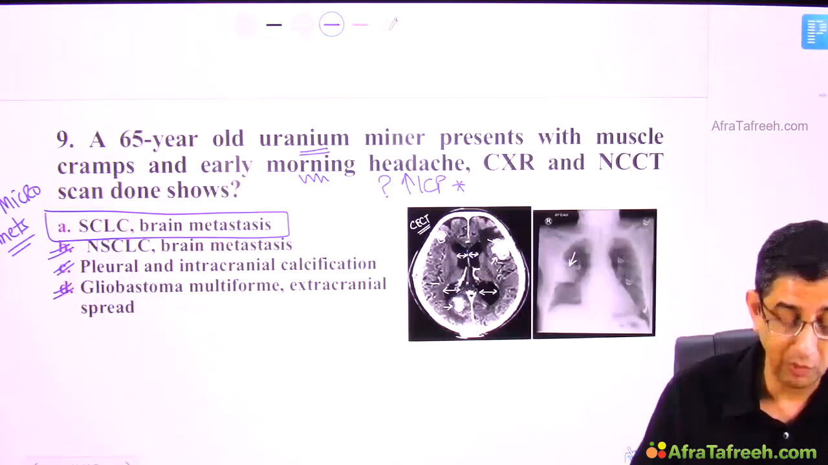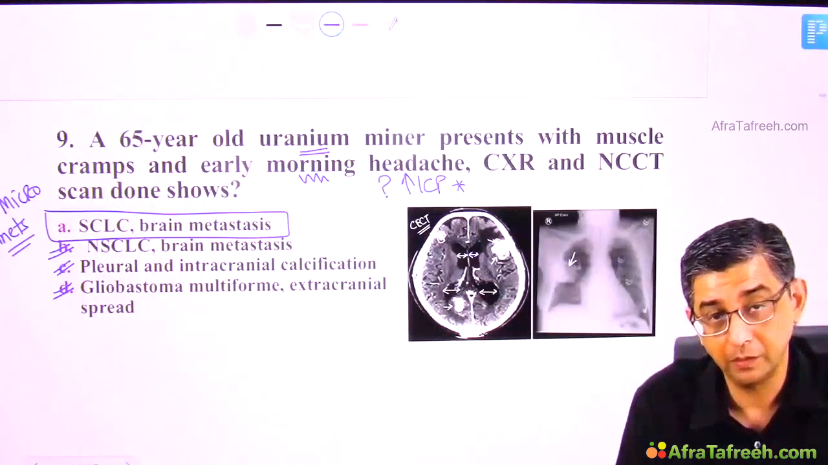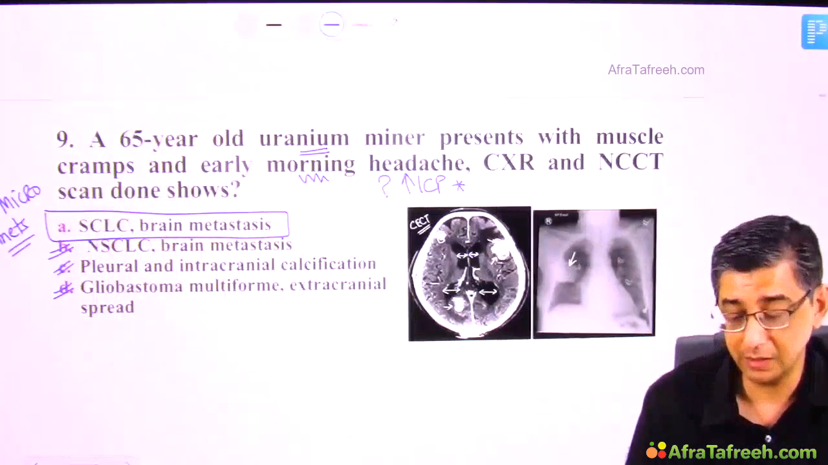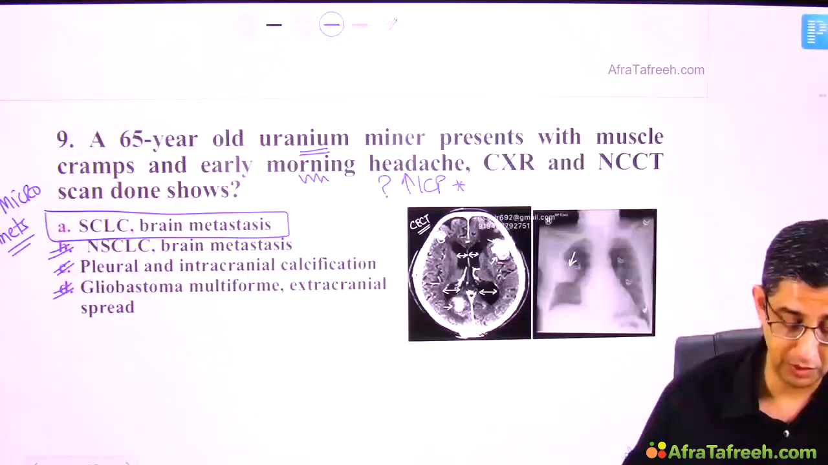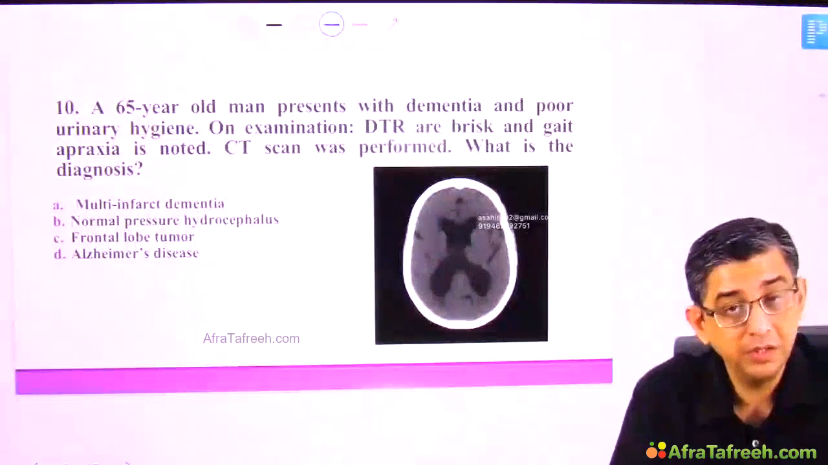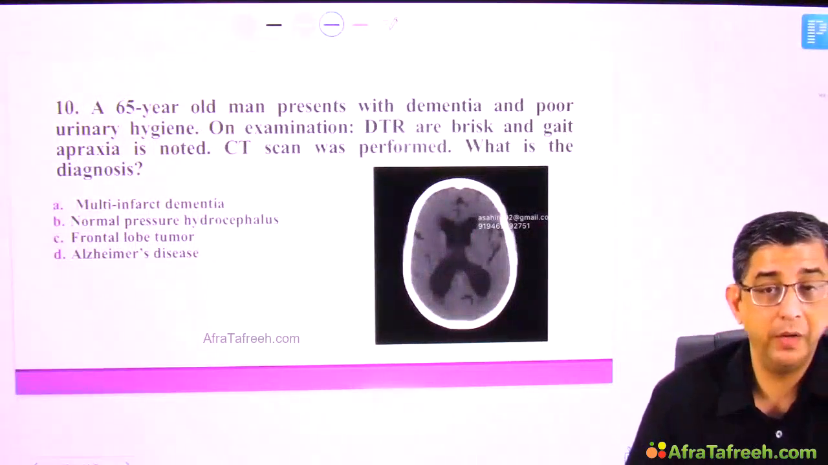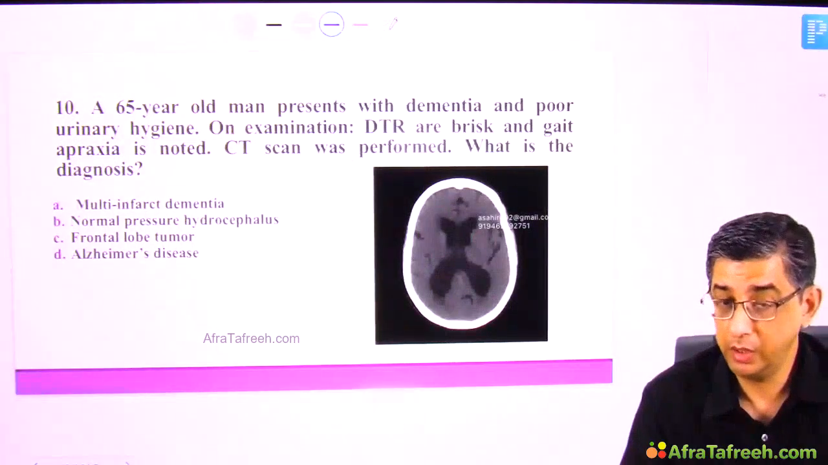But for a brain tumor to spread to the lungs is an extremely rare event per se. So we have to answer common things in the exam. The thought process is that it's going to be a lung cancer metastasizing to the brain of the patient. So the answer to this question is option number A. In the next question, he's talking about a 65-year-old man with dementia and poor urinary hygiene.